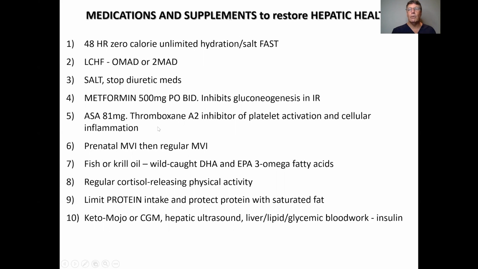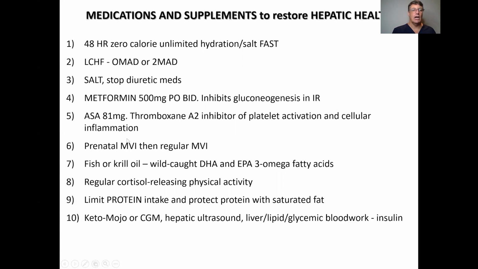I also, if someone has steatohepatitis, if their inflammatory markers are up, their ALK phos, the gamma-glutamyl transferase, the AST and the ALT, I'm worried about that, and their white count and their CRP, I will add aspirin in as a thromboxane A2 inhibitor of platelet activation to reduce cellular inflammation for a few months.